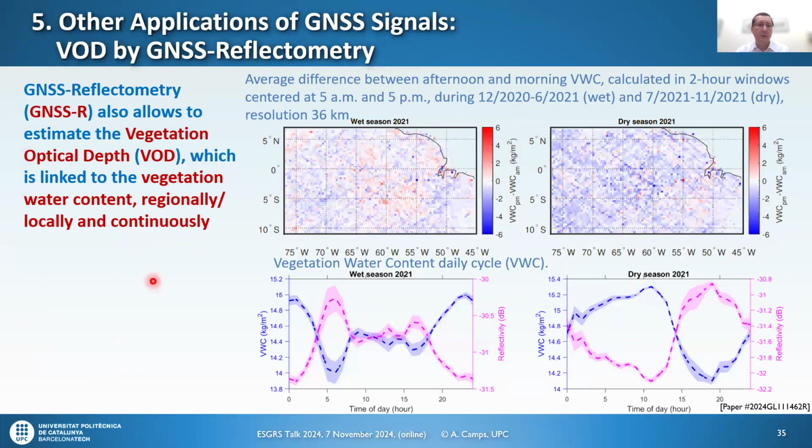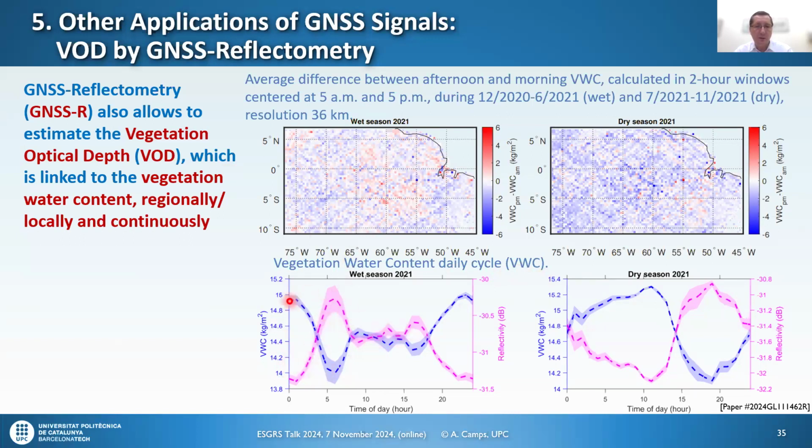Okay, and this is another example of a work that we published recently, where we see this VOD, vegetation optical depth, and how it relates to the vegetation water content in the Amazon, and we can even see the daily variation.